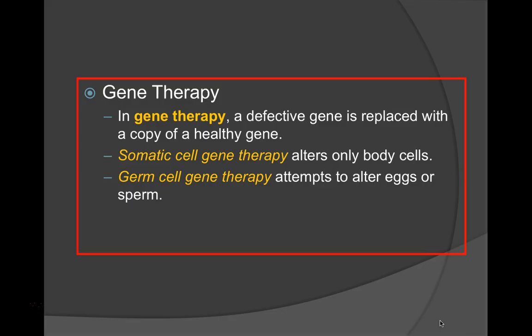But just to know the difference between the two, somatic cell gene therapy is only going to alter the DNA in your body cells, which are the ones that cannot be passed down to the next generation. And germ cell gene therapy is an attempt to alter the DNA in the egg or the sperm, which can affect future generations by helping them not inherit a really harmful mutation.